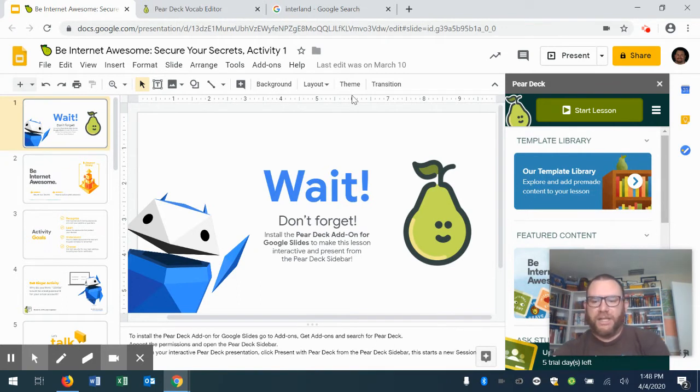This is lesson 3 this week of digital citizenship. Before we started our digital learning, we did lesson 1, which was about sharing with care. Then we just did lesson 2 during our first week, Don't Fall for Fake. And now this is lesson 3, called Secure Your Secrets.